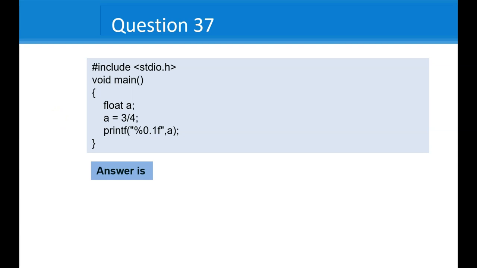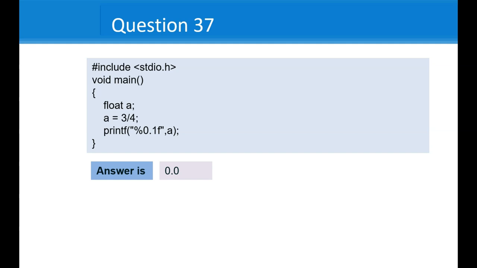If you have guessed it as 0.7, it is incorrect. What happens is, even though it's a float variable, the division that happens here is an integer division. Both 3 and 4 are integers. So when you divide 3 divided by 4, the answer would be 0. So when you store it in A, which is a floating point variable, only 0 gets stored. So answer would be 0, right? Or 0.0, given that we are printing it as 0.1f. So with 1 decimal point accuracy, it's going to print. So that would be 0.0.